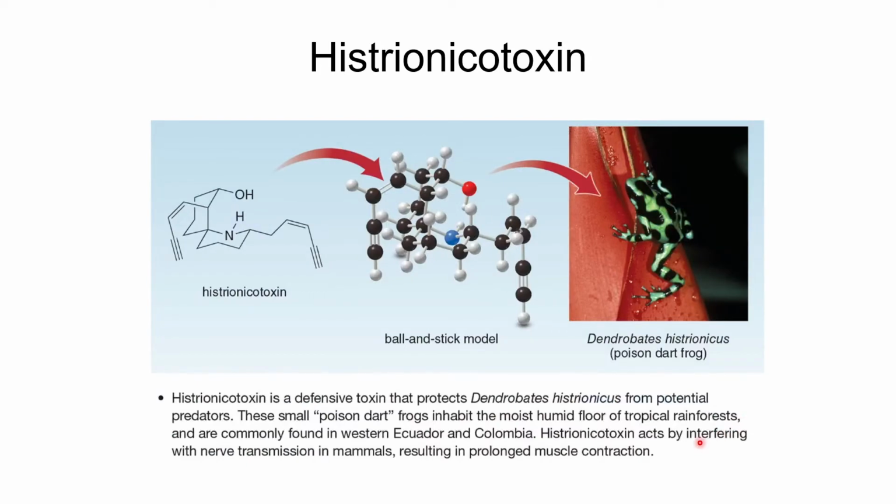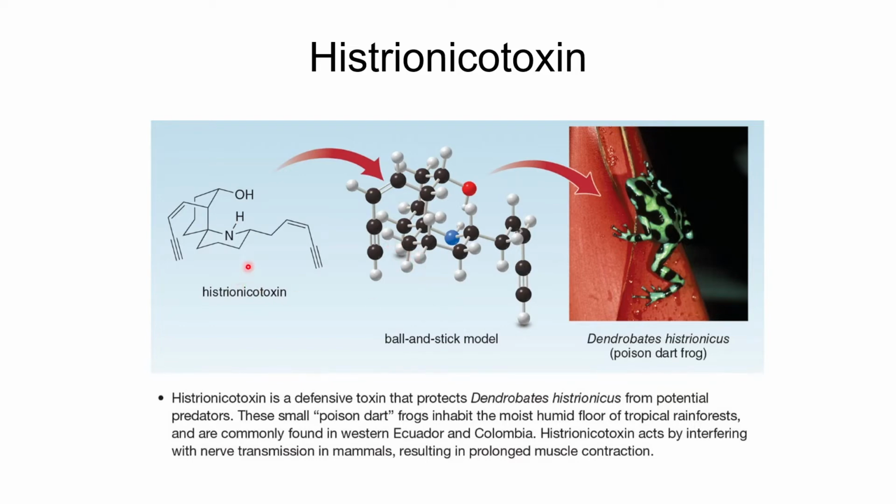All right, here's another interesting one. This one is a chemical that is found on the skin of poison dart frogs. Now, the poison itself, histrionicotoxin, I think I said that correctly. So histrionicotoxin.